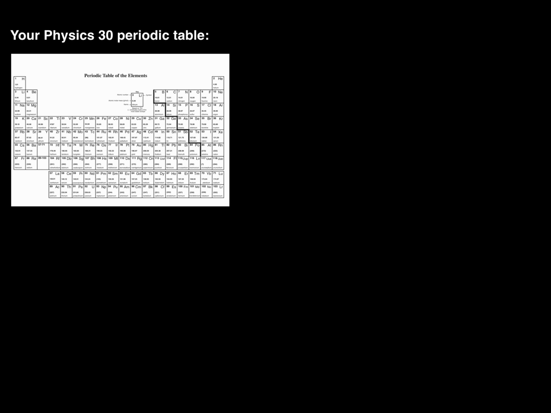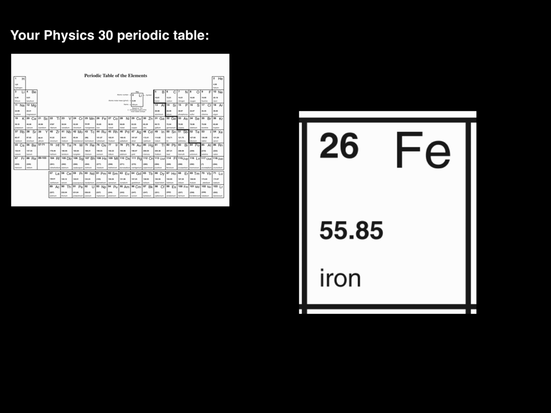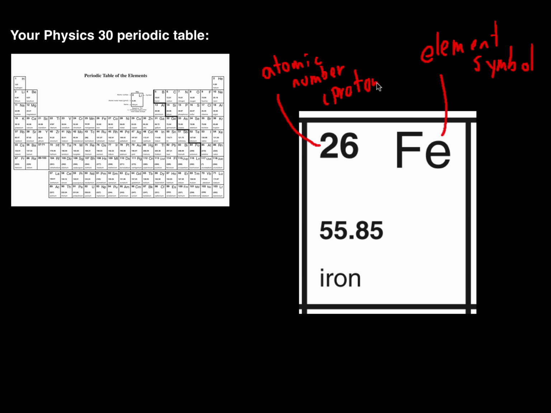This periodic table has less information on it than the standard chemistry periodic table, but it has some important details. Here's a square on the Physics 30 periodic table. It tells you the element's symbol and name. This is Fe, the symbol for iron. The atomic number for the element is the number of protons found in the nucleus.